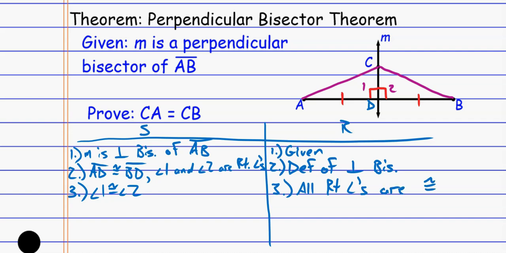Okay. And so now I'm really close here. I've got two sides matched up. I've got an angle matched up. All I need is something like another side here. And right away, I should recognize that CD is one of those overlapping pieces. So CD is congruent to itself. And that's my reflexive property.